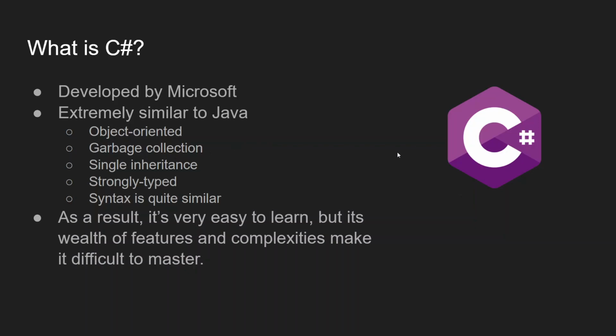Just to name off a few things, it's object-oriented, there's garbage collection. The syntax is very similar. It's strongly typed. It has single inheritance. It is essentially just Microsoft's version of Java with a different name. And it's very easy to learn, but it has a lot of features and complexities that can make it difficult to master and make it a very powerful language as well.